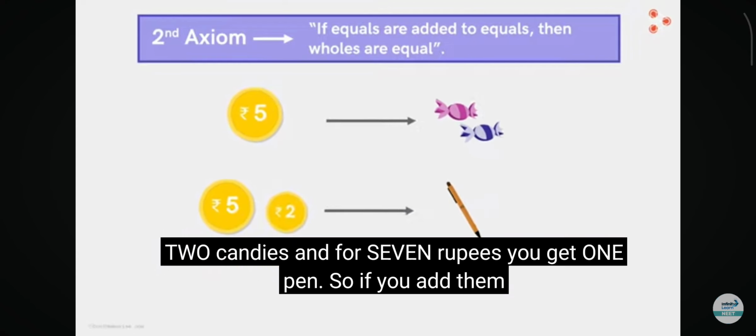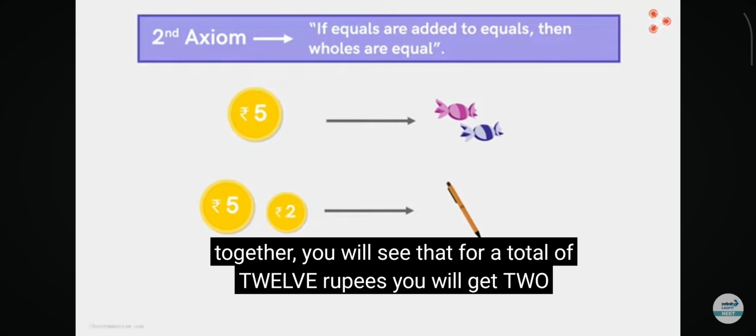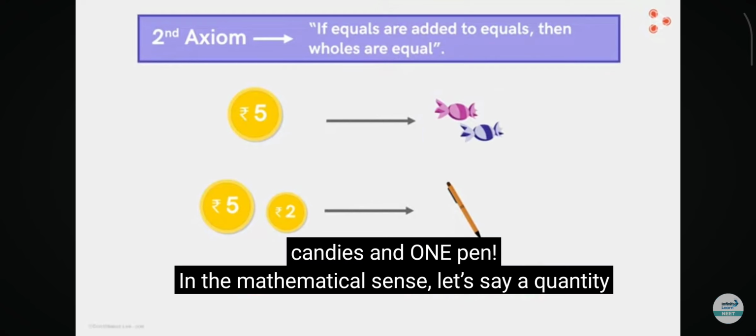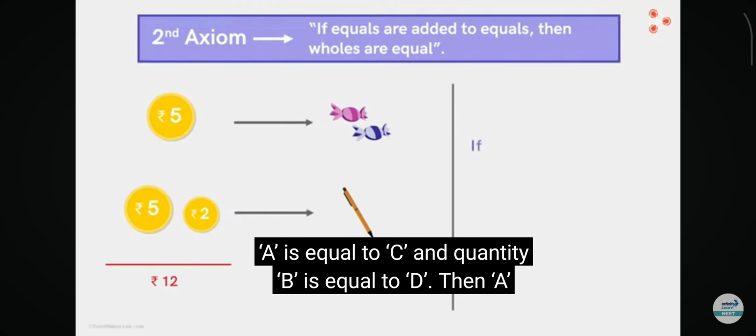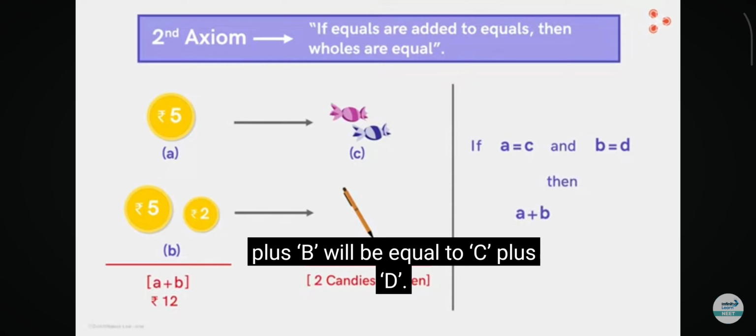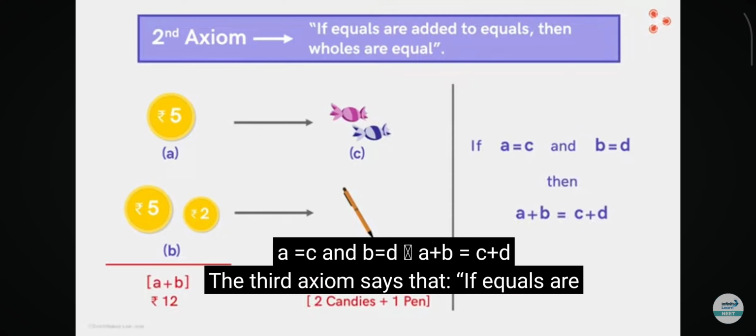So if you add them together, you will see that for a total of 12 rupees, you will get 2 candies and 1 pen. In the mathematical sense, let's say a quantity A is equal to C and quantity B is equal to D. Then A plus B will be equal to C plus D.